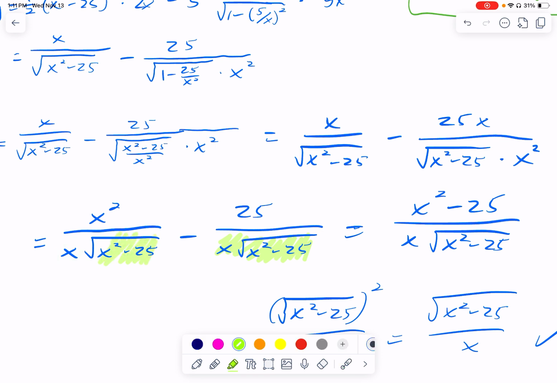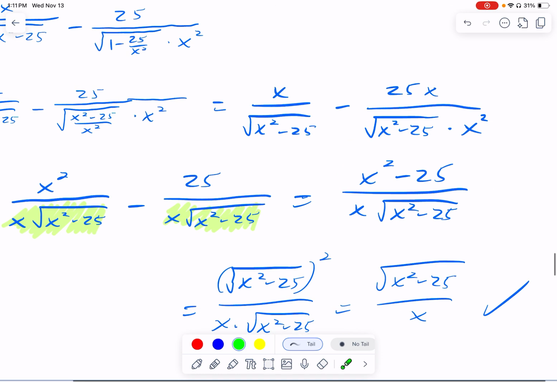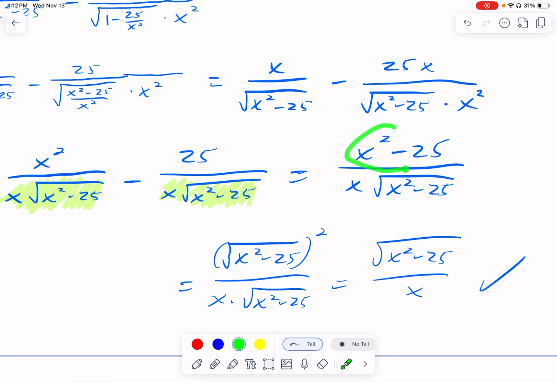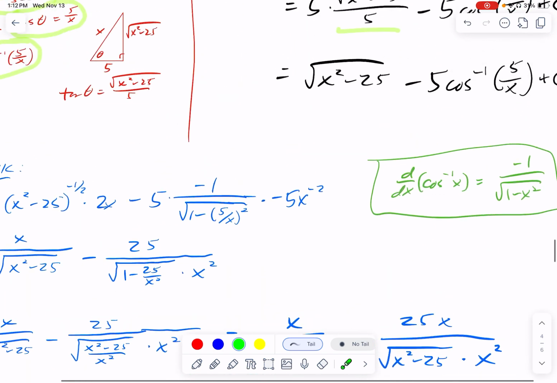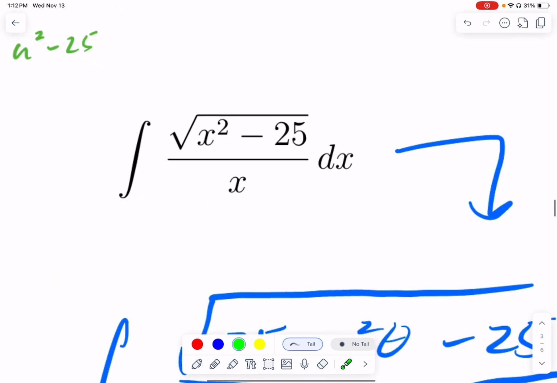But now, both of these fractions have the same denominator, so I can combine them. My new fraction here is x squared minus 25 in the top and x times that radical in the bottom. And now I will just point out that x squared minus 25 is root x squared minus 25 squared. So we can actually cancel a copy of this radical with a copy of this radical, and we're left with the radical that's been lurking over x. And if we remind ourselves of this problem we started quite some time ago, that was what we were trying to find the antiderivative of.